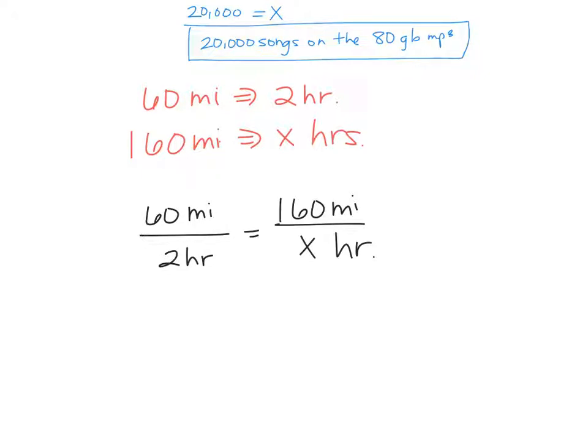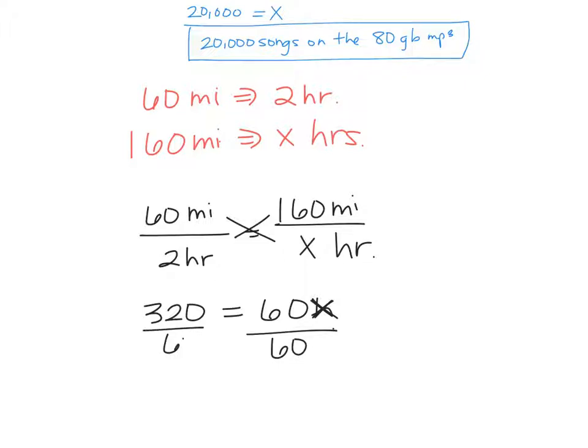In this setup, what do you do to solve it? Cross multiply. 160 times 2 is 320 equals 60 times h, and then, well, I put h, you can call it x. So we're going to divide by 60. So it would take you 320 divided by 60. You get this.